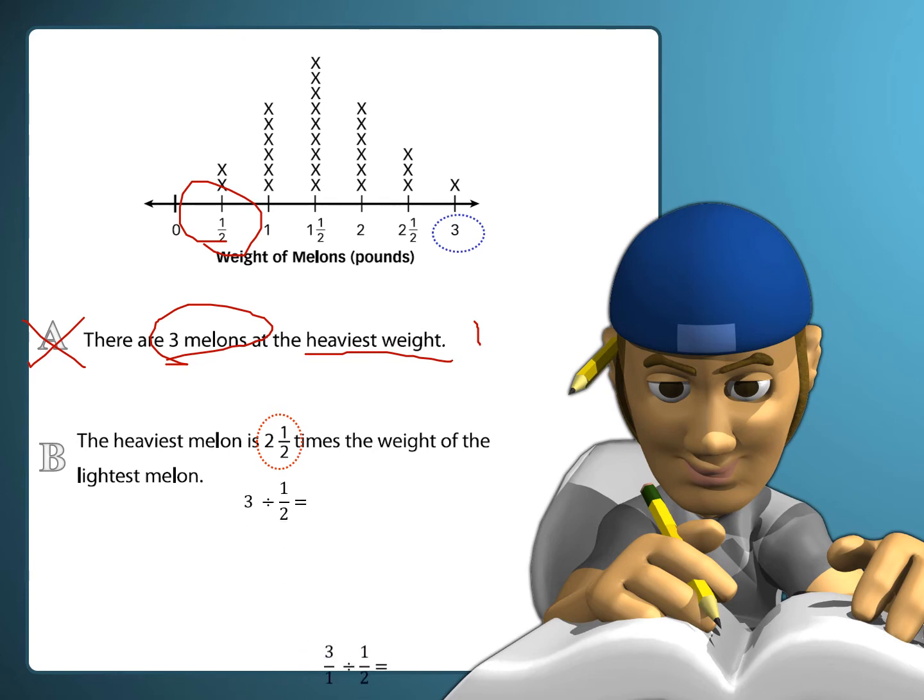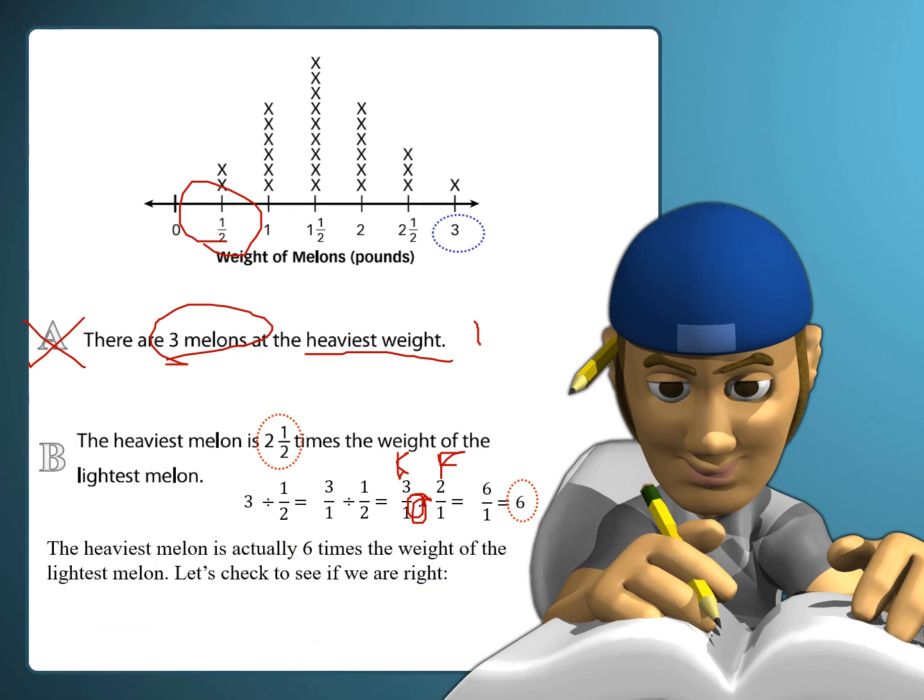3 divided by 1/2. We're going to make that 3 into a fraction by adding 1 as a denominator. And now we've got to remember that with division of fractions, we have to keep, change, and flip. So we're going to keep our first fraction. Here's our keep. We're going to change our symbol to multiplication, and then we are going to flip our second fraction. And when we do that, we get 6/1, which is equal to 6. 6 and 2.5 are not the same. So it looks as though this answer is incorrect as well, because the heaviest melon is actually 6 times the weight of the lightest melon.